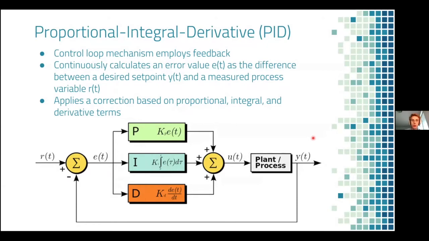So PID stands for proportional integral derivative, and this is a control loop mechanism that employs feedback. We are continuously calculating the error value as the difference between the desired set point YT, which in our case is the goal temperature, and the measured process variable RT, which is our current temperature. This applies a correction based on the proportional, integral and derivative terms. We look at these terms, scale them, sum them back up, and this output then goes back into the system where we then look at the current temperature again, and the error value is then calculated again. This process repeats.